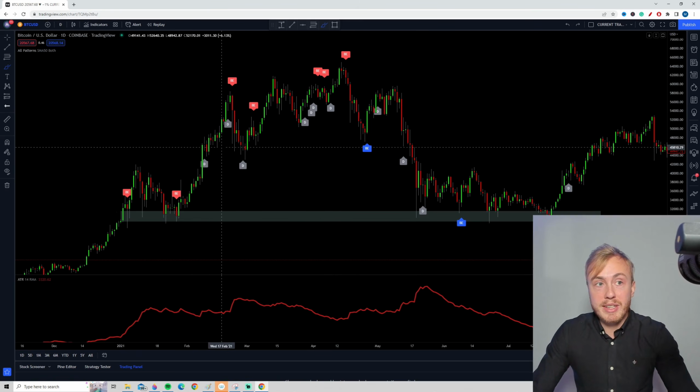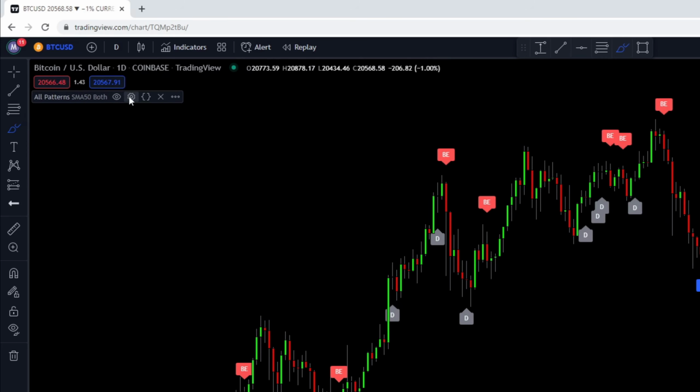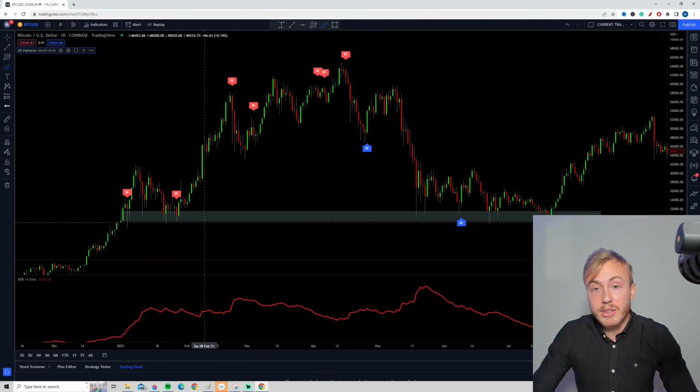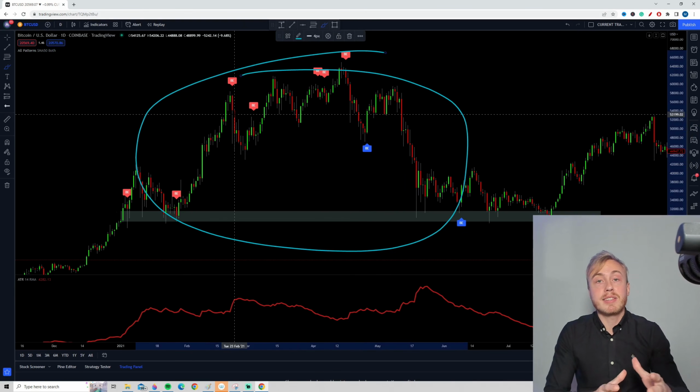And the wonderful thing about the candlestick pattern indicator is that you can go up here to the settings tab of the indicator, and you can choose what candlestick patterns you want to appear on the chart. So let's say that you only want engulfing patterns, then you uncheck everything except the engulfing patterns. You click on OK, and now you can see that we only see the engulfing patterns here on the chart.